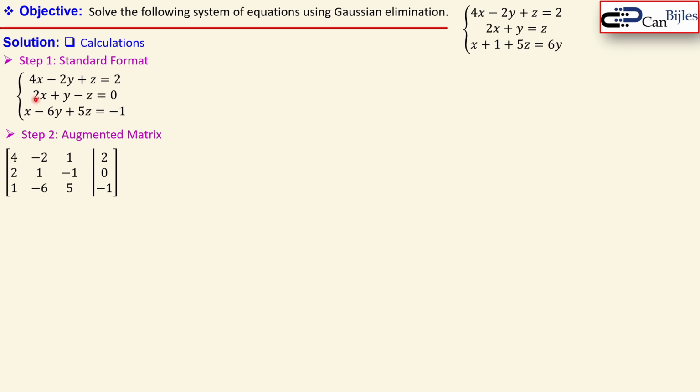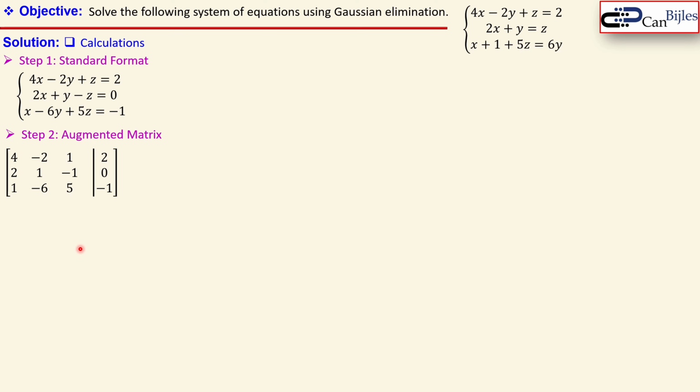Now a similar form for the second row, see here 2, 1, and minus 1 is equal to 0, so there's actually 0 here. Now in a similar form the third one, 1, minus 6, 5, and there is a minus 1 there. So how do we solve this one? Now we need to know what the x, y and z are. That is our final goal.